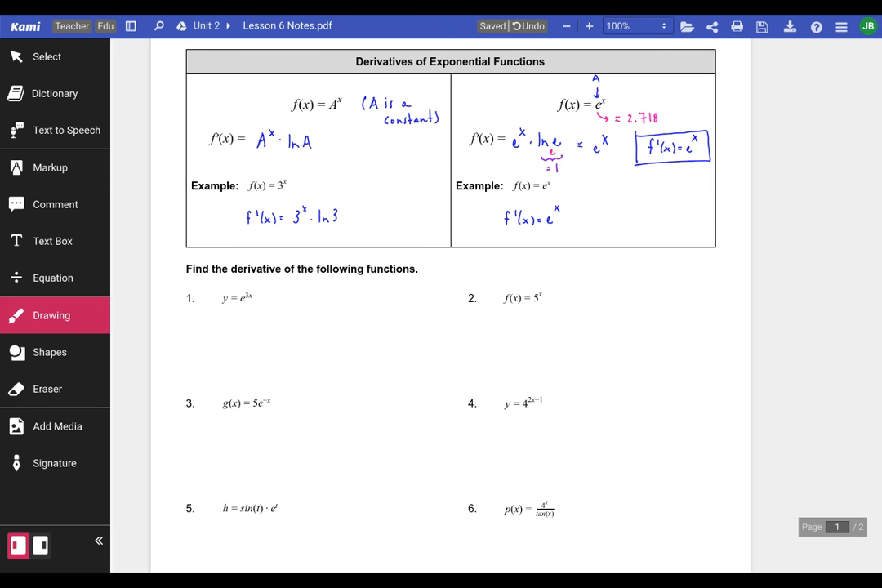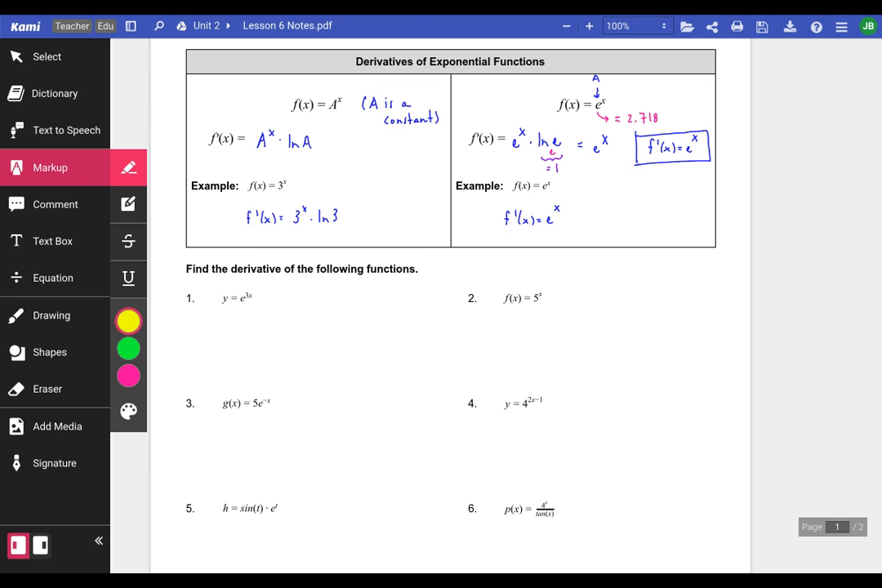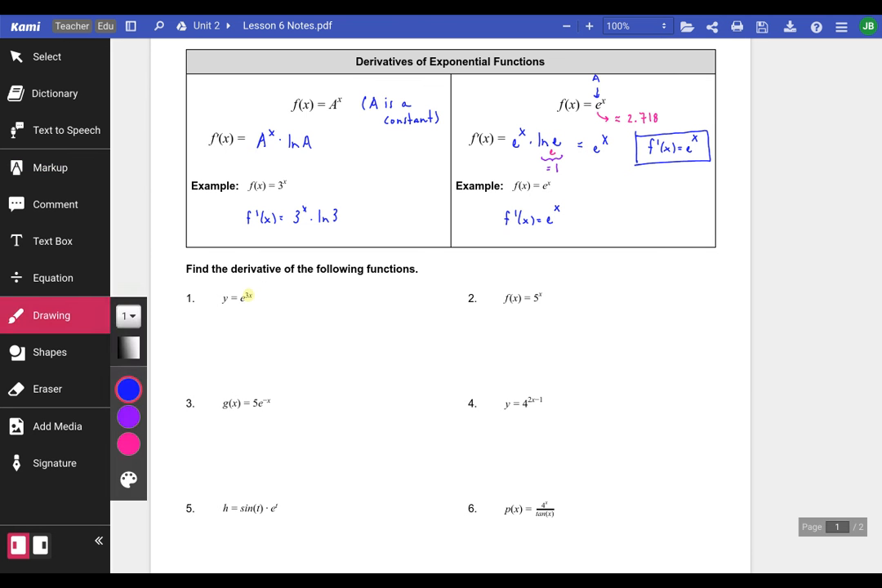So let's look at number 1. So we have e to the 3x here. Now we have to be a little bit careful. When it's just e to the x, we can just use our regular rule for exponential functions. But because I have e to the 3x, that means for this problem, we have to use chain rule. So our outside function is our exponential, our e, and our inside is that 3x.